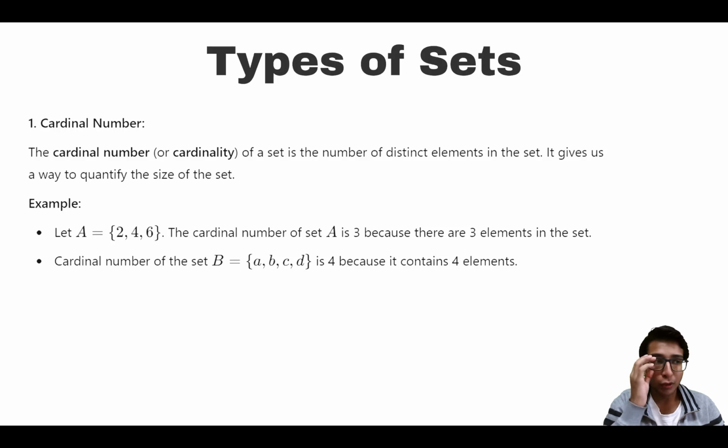Now let's talk about the types of sets that we have in total. First of all, we have a cardinal number. Again, this is not a particular type of set, but it is used to determine the number of elements inside your set. So the cardinal number or cardinality of a set is the number of distinct elements in the set. That means if A is equal to {2, 4, 3}, then what is my cardinal number for this set? It is going to be 3. And generally, how are cardinal numbers represented? We represent it with the letter n. So n of A is equal to 3.